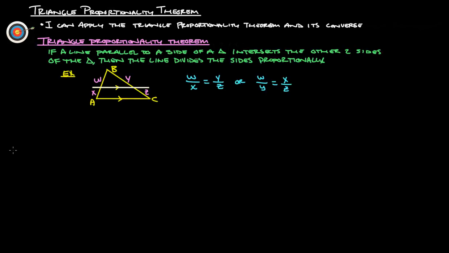Converse. Okay, so the triangle proportionality theorem is: if a line parallel to a side of a triangle, so here's the side of our triangle and here's a line that's parallel to this side, intersects the other two sides of the triangle, then the line divides these sides proportionally. So that means, say, W is to X as Y is to Z. Or you can also set it up as W is to Y as X is to Z. Okay?